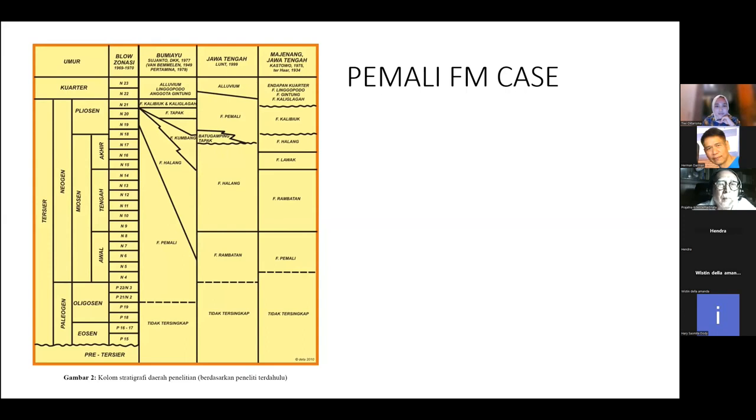Oligocene, Miocene. So actually, the type locality is in Kali Pomali. It actually turns out to be Pliocene in age, or late Miocene in age. And so it was revised that the formation ranges in age from Oligocene to late Miocene.